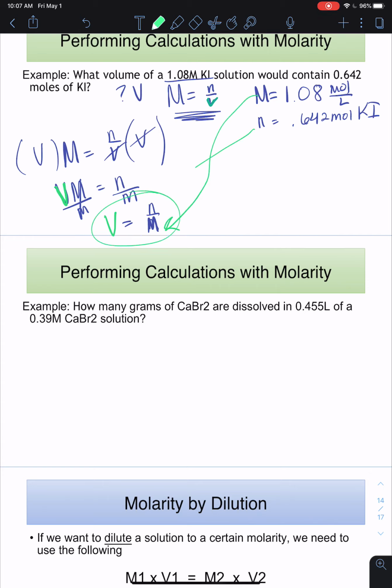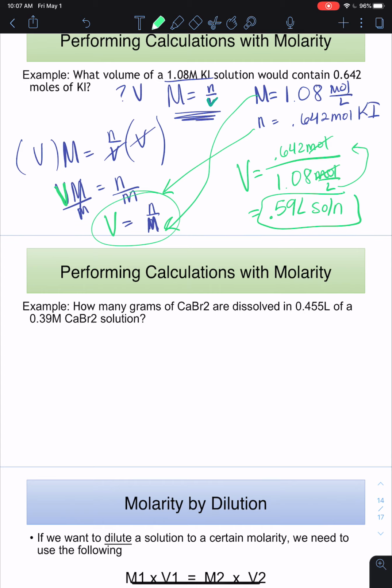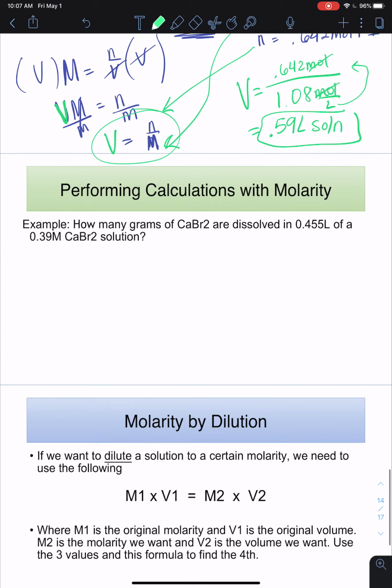Okay, so now that we know how to solve it, now that we have our equation, we're just going to plug these values in. So we're going to say V equals 0.642 moles over 1.08 moles per liter. So mole and mole will cancel, and liter, since it's on the denominator of a denominator, will move to the numerator. And our answer will be 0.59 liter solution. So that is how much volume that we need. Okay, let's do another one.